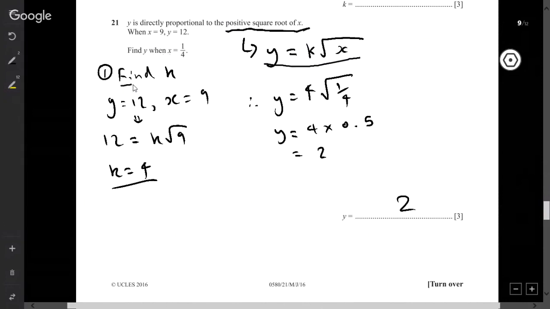Okay, first of all, we need to find k. We can do this by substituting these 2 numbers into our formula here. I've done that, I've rearranged it, and I found that k is 4. Therefore, we can then find what y is when x is a quarter, because we know that k is 4. So y equals 4 square root of a quarter, which is the same as y equals 4 times a half, which is 2. So y equals 2.